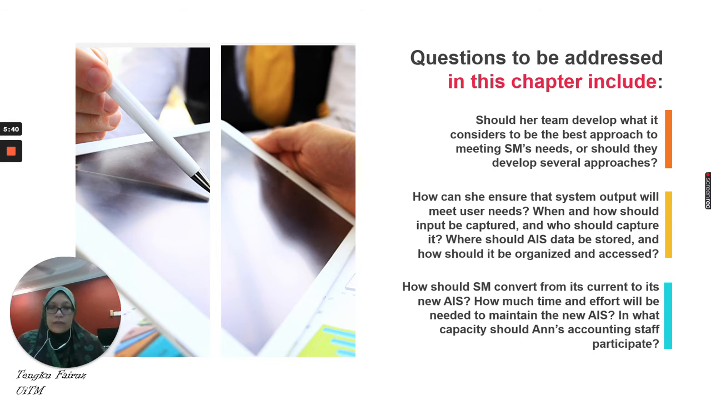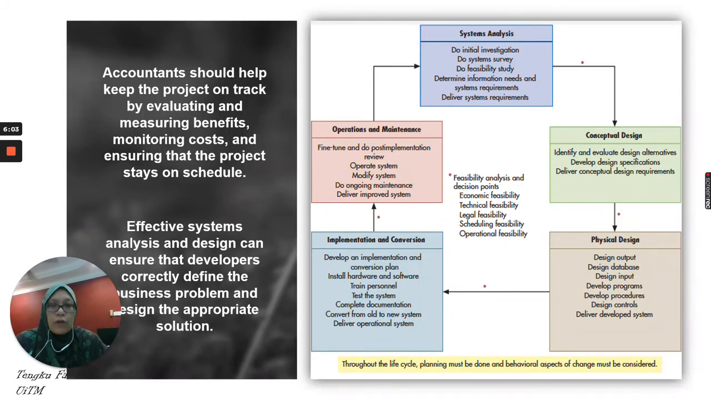When they have a new system, when they have a good system analysis and design, hopefully the new system can define the correct business requirement or users' requirement, and also solve the company's problem. Okay, so in this chapter 22, we're going to discuss the rest of the topics. Actually, the role of the accountants here, they can help to keep the project on track.